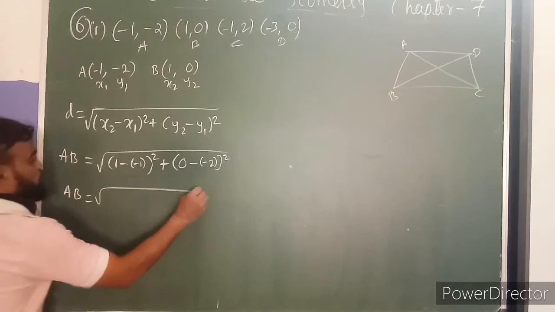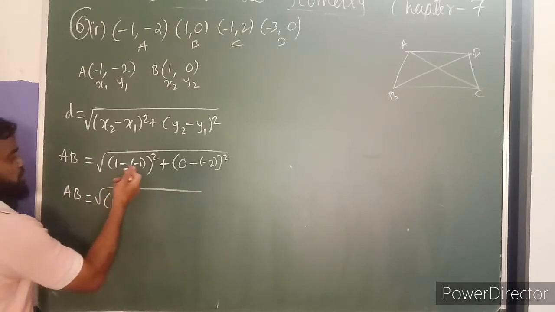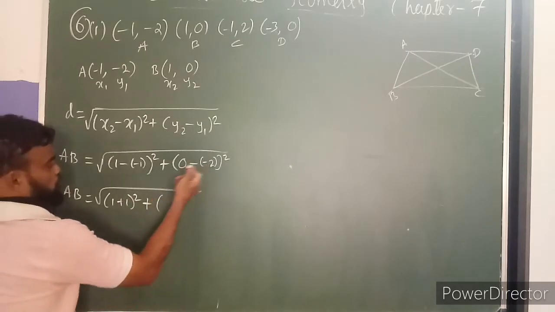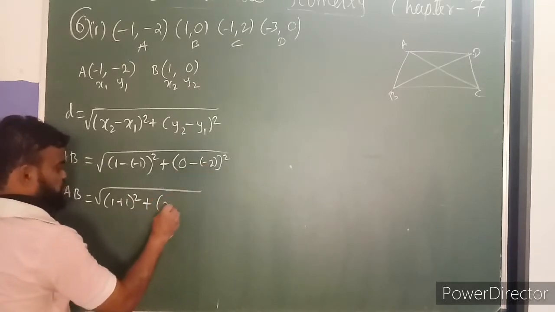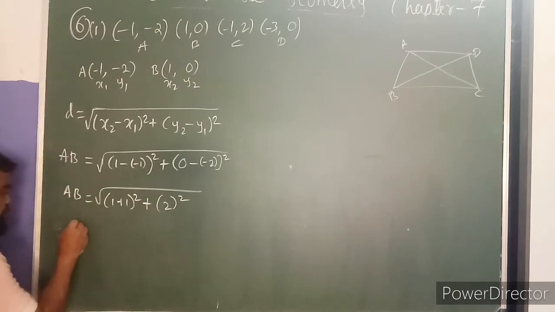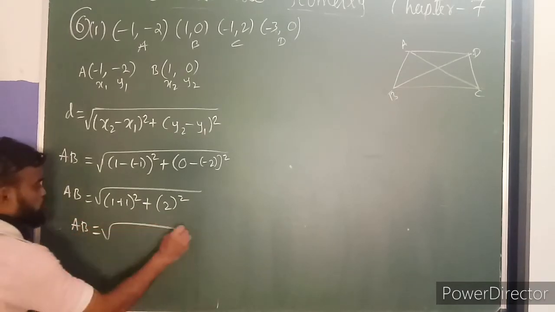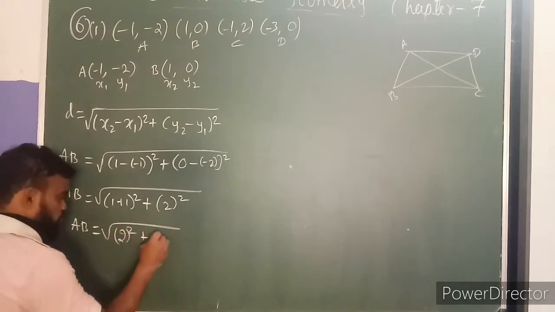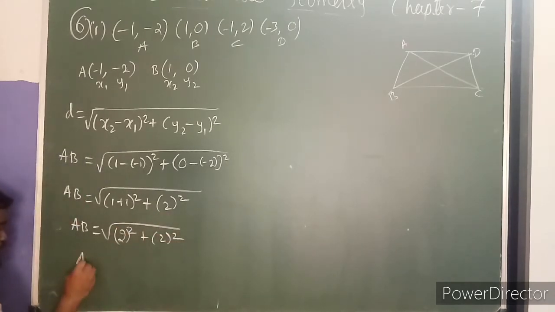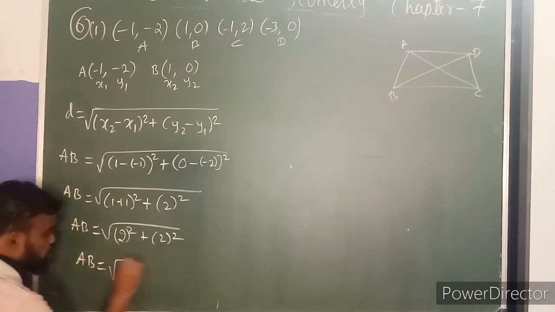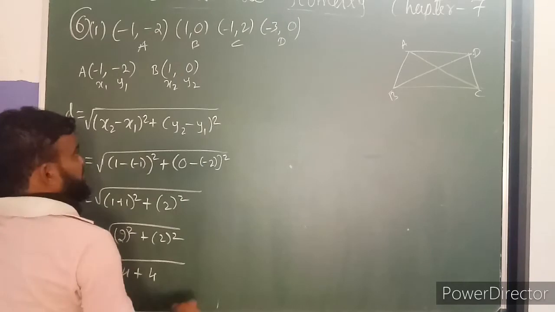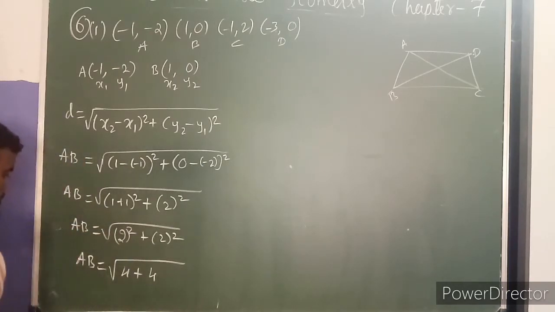AB is equal to under root (1 plus 1) whole square plus (0 plus 2) whole square, right? And AB is equal to under root 2 whole square plus 2 whole square. Now AB is equal to under root 2 square is 4 plus 2 square is also 4. Again the same thing we have to do here. So here I will write.